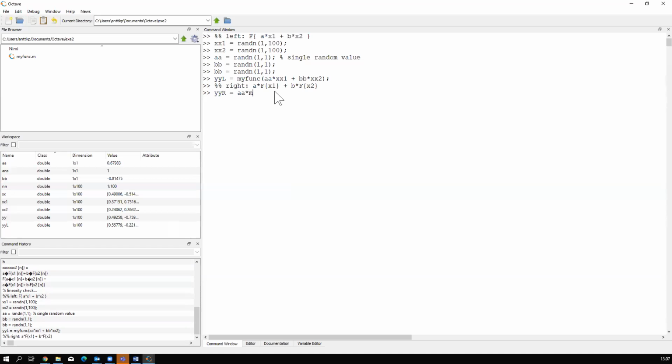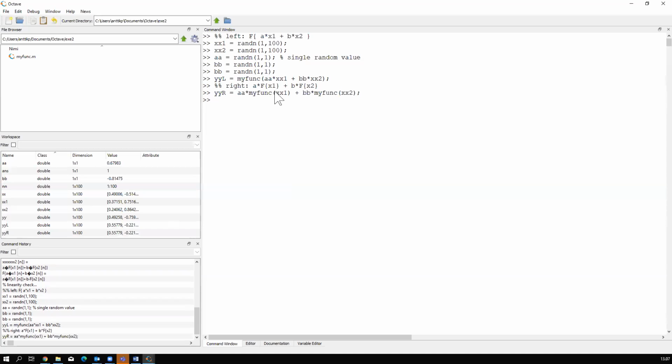A times my func XX1 plus BB times my func XX2. Okay, left-hand side and right-hand side. Are they the same?